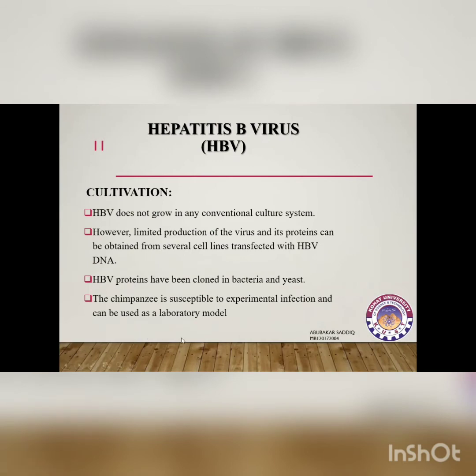Cultivation. HBV does not grow in any conventional culture system. However, a limited production of the virus and its proteins can be obtained from several cell lines transfected with HBV DNA. HBV proteins have been cloned in bacteria and yeast. The chimpanzee is susceptible to experimental infection and can be used as a laboratory model. The chimpanzee is very similar to the human in many anatomical and physiological functions. That's why we can use the chimpanzee as a laboratory model.